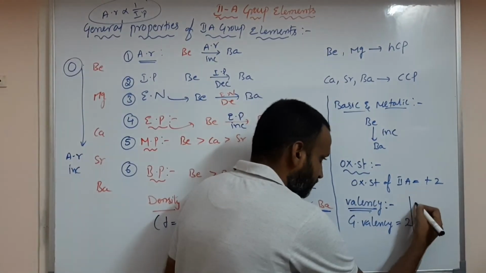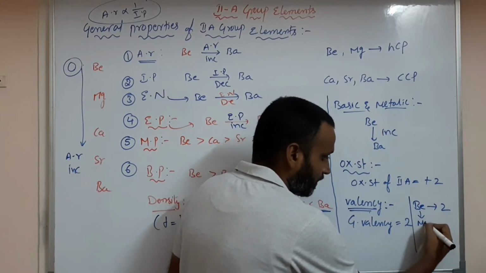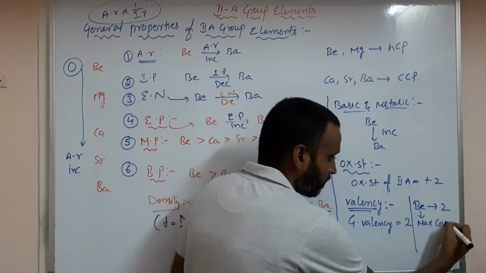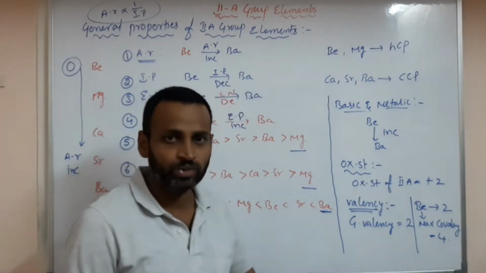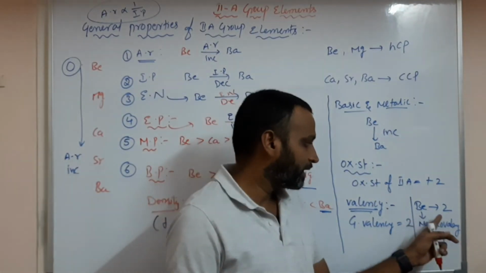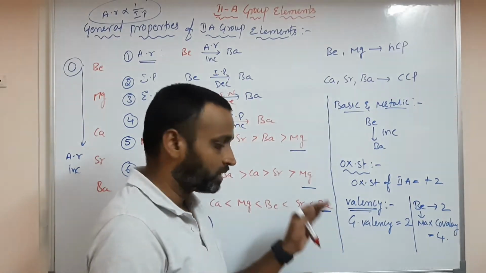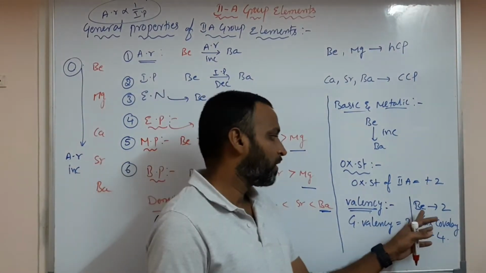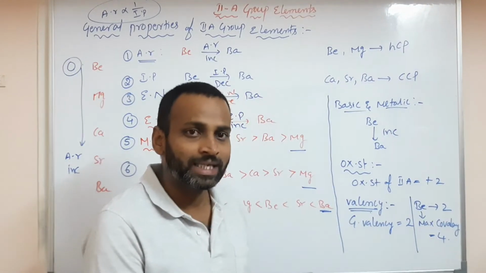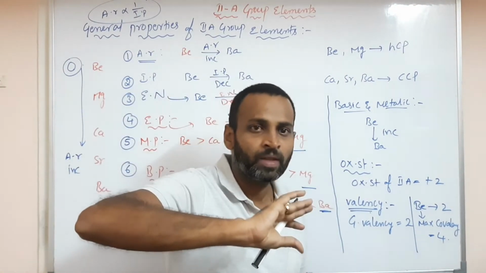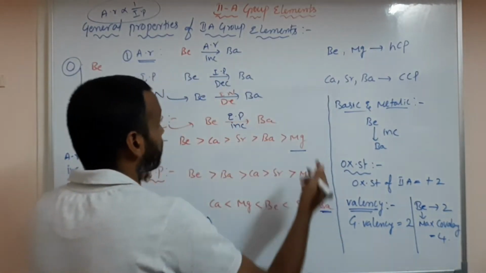Certainly they exhibit +2, meaning they have valency 2. But beryllium's general valency is 2, while its maximum covalency is 4. I'll show you some compounds. Please remember right now that in this class I'll show you where beryllium exhibits 4 valency. Covalency means that if they use empty orbitals to form extra bonds, that is called covalency. I told you already, do you remember or not?